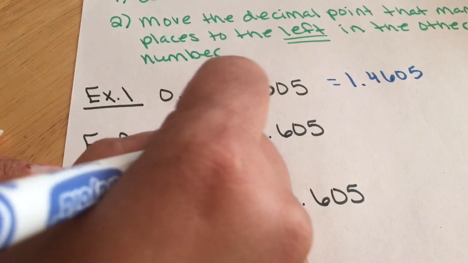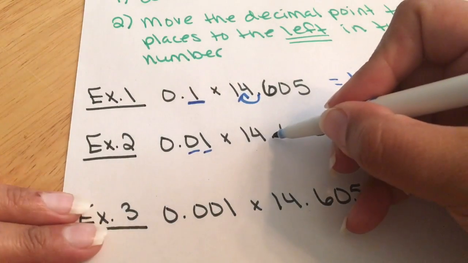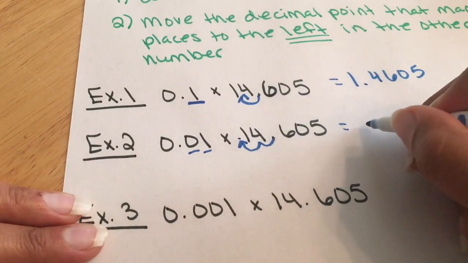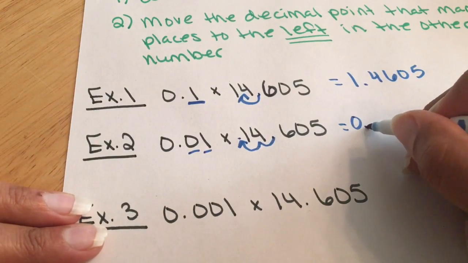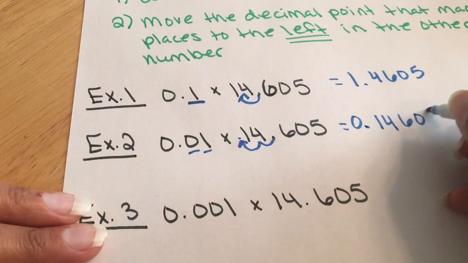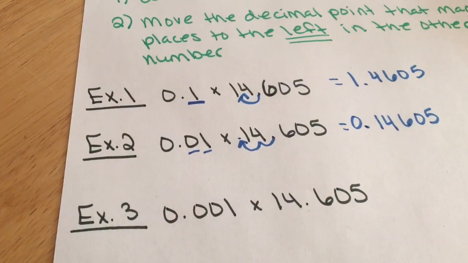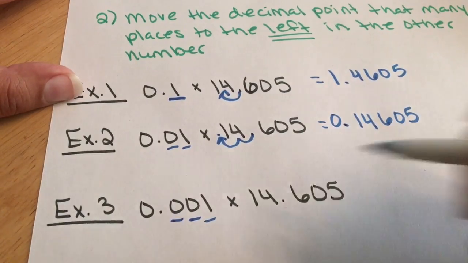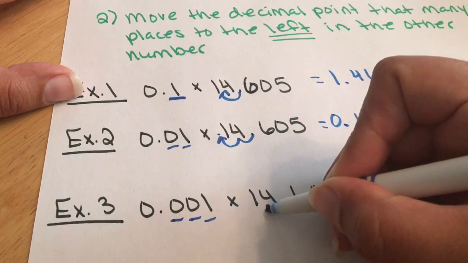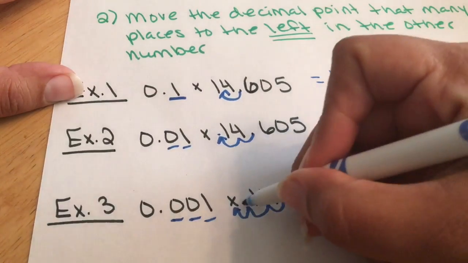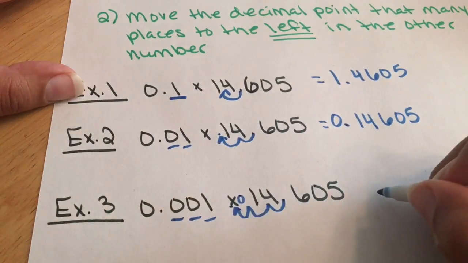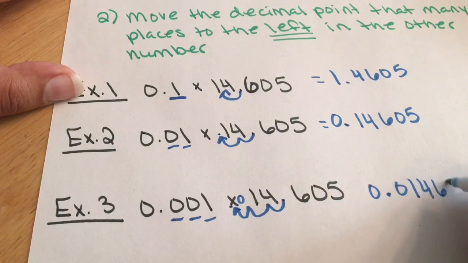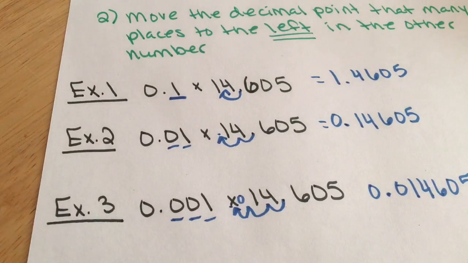14.605. So I count 1, 2 places. So I'm now going to move 1, 2 decimal places to the left, and we'll end up with 0.14605. And in our third example, very quickly, we can see that we have 1, 2, 3 decimal places. So we're going to move our decimal point 1, 2, 3 places to the left. We are going to need an extraneous 0 there. So we have 0.014605 for our answer.